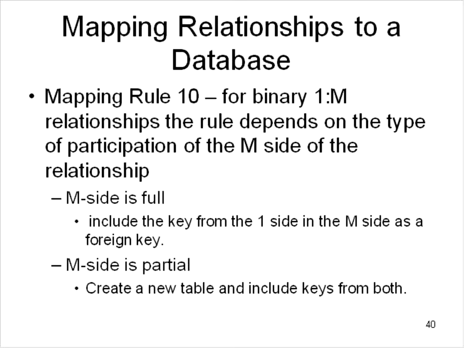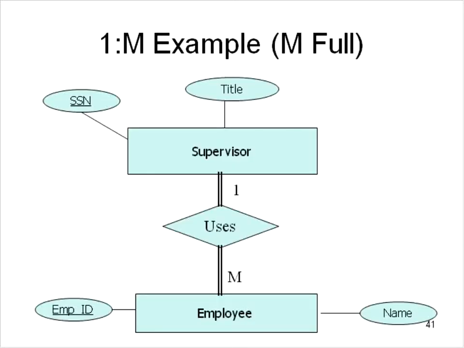So basically, again, if the N side is full, it's like you're taking the relationship from the left side and putting it on the many side. So you're taking the key from the 1 side and putting it on the N side as a foreign key. And if the relationship is partial, you create a new table, including both the keys, much like you did in the end-to-end table. So here's an example of a one-to-many relationship with the M side being full.